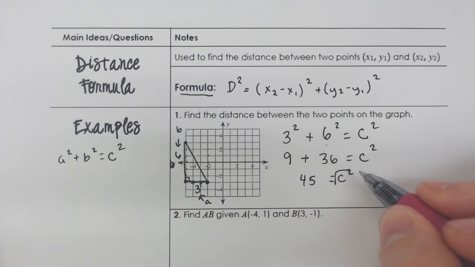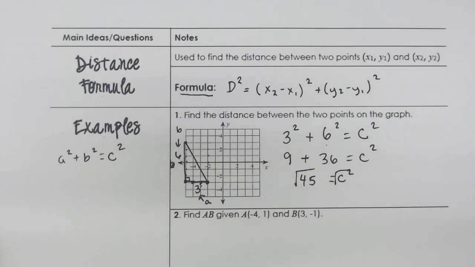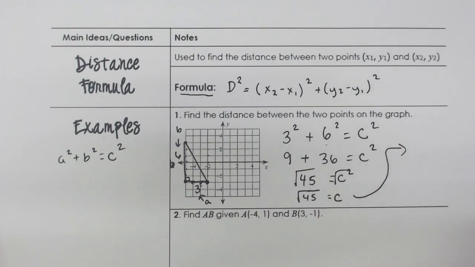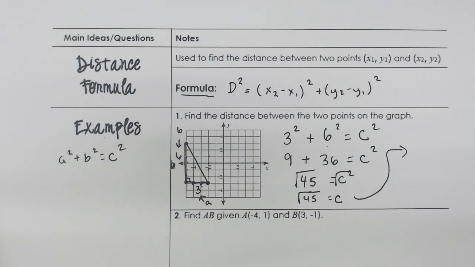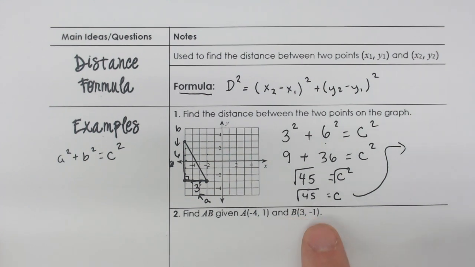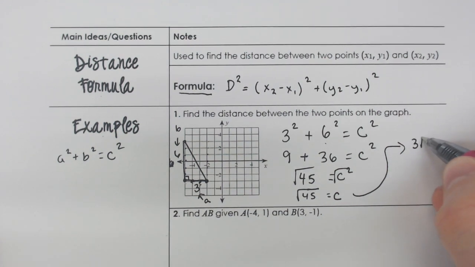When we square root, we would have our answer. C, or the distance, is equal to the square root of 45. Now this, depending on what calculator you have, will either tell you a decimal or will simplify this radical. I like both answers, okay? If you don't have a calculator, you can leave it as square root of 45. If you have a calculator that simplifies it, or if you're in my honors class, I'm going to expect you to know how to simplify it. It would turn into 3 square root of 5.